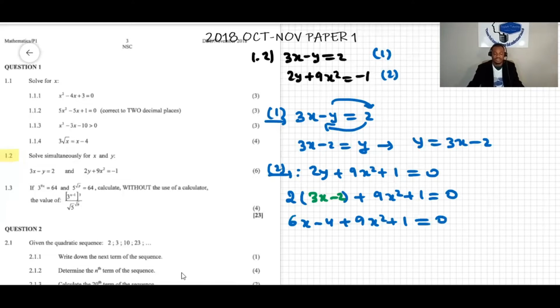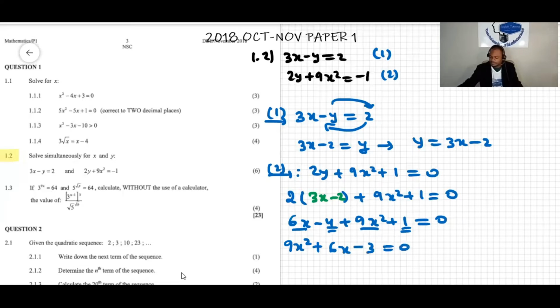Now let's combine like terms. We have 9x squared here, and there's no other term that has x squared. Is there any other term with x? We just have positive 6x, and then the constant terms are -4 and +1. So that makes -3 equal to 0.